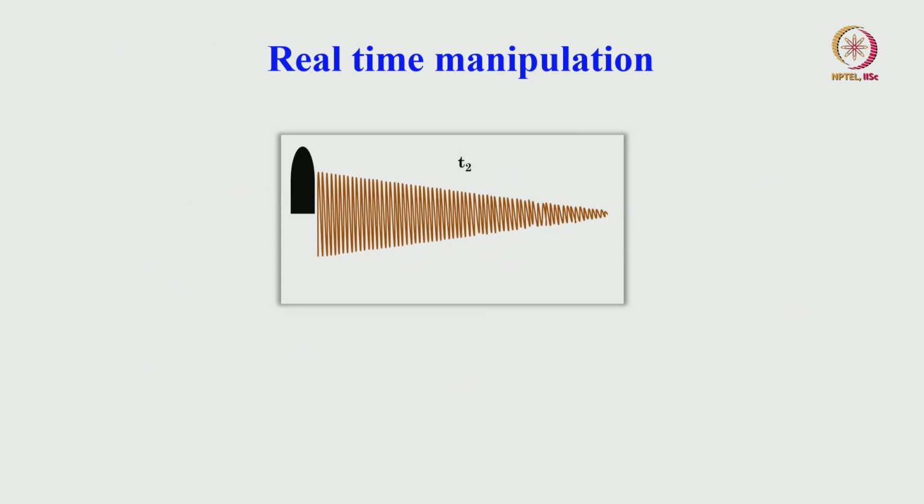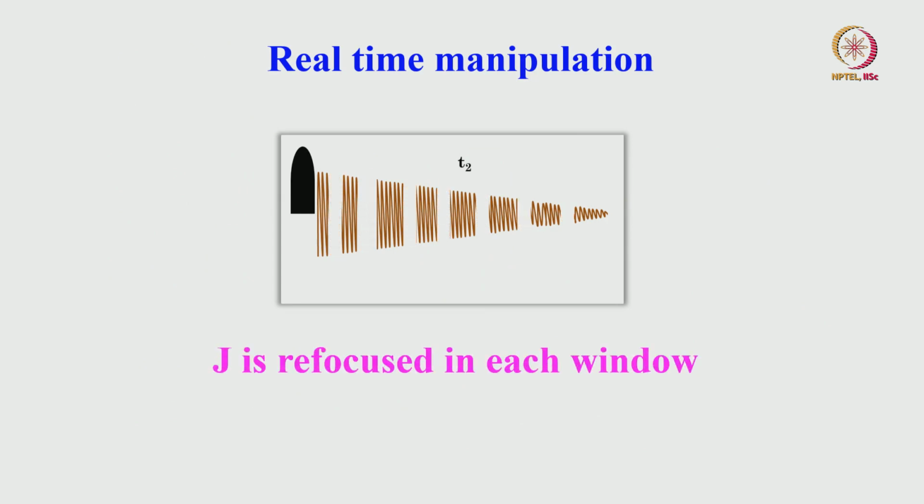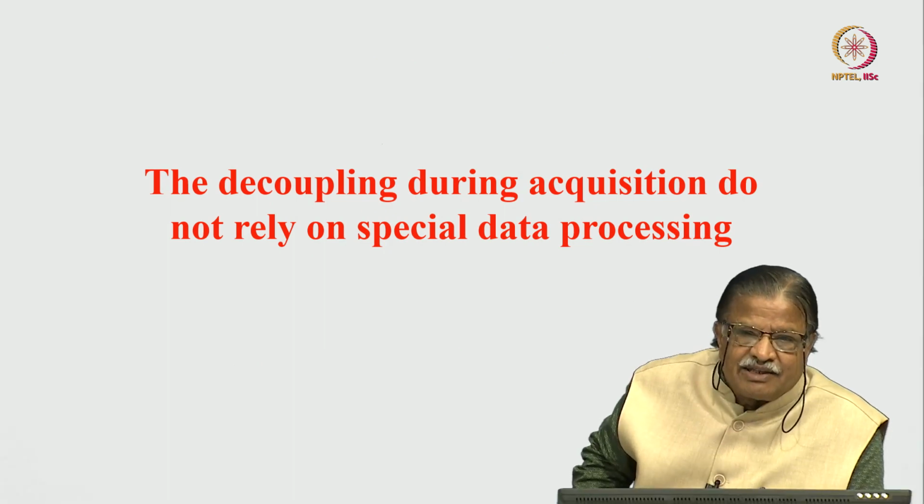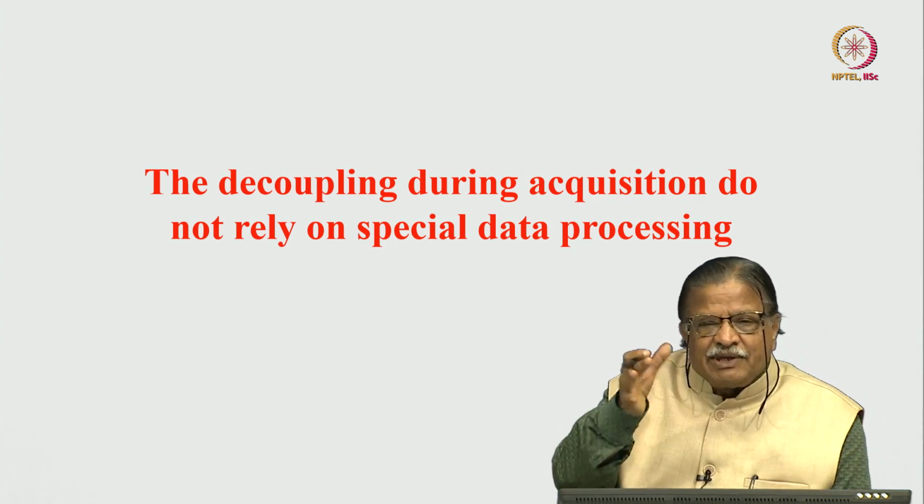If we do not do any J refocusing in between, this is the type of spectrum you are going to get. But we can refocus with a window several times in between. This is a refocus window. And then if you collect this FID, you are going to get an FID devoid of all J coupling. You get only chemical shifts. That is nothing but a pure shift experiment, in which case you do not need a special processing technique.